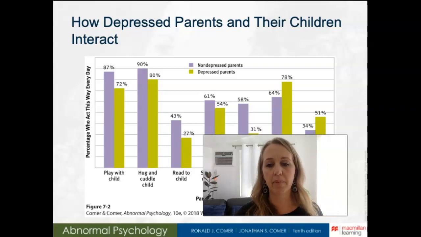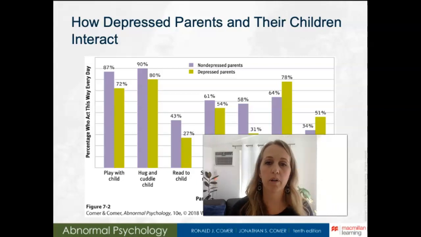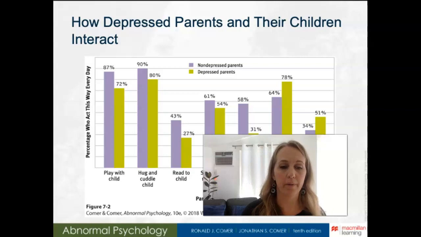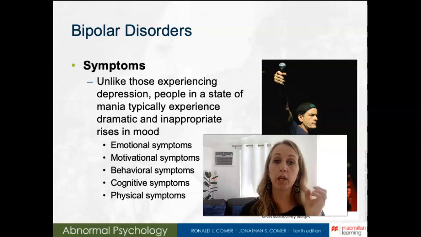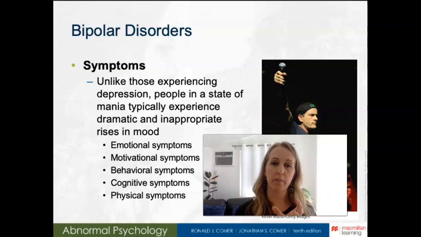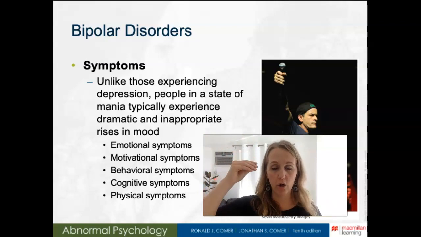So the impact can be had on parenting, and that can also be just one of those impairments that we're talking about. So now let's go ahead and move forward talking about bipolar disorders. So again, we've talked about unipolar depression, in other words, major depressive disorders, and now we're going to talk about bipolar disorders, which are the type of disorders, again, that have both a high and a low point to them.